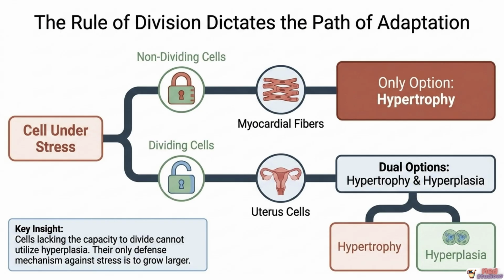Dividing cells, by contrast, like the smooth muscle cells of the uterus, retain the ability to both enlarge and multiply. They have dual adaptive options, hypertrophy and hyperplasia. This rule of division is not just academic theory. It is the mechanistic explanation behind some of the most important cardiac conditions in clinical medicine. Memorize it.